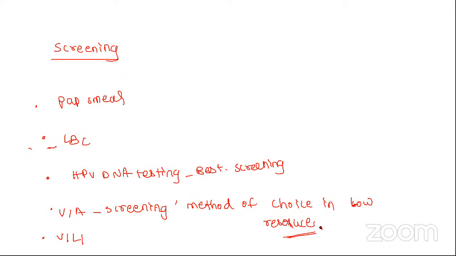Screening method of choice in low resource setting is VIA, visual inspection under Lugol's iodine. Why? Because it is very easy to perform and even a midwife can understand whether it's a normal cervix or abnormal cervix and treat accordingly. So when you put acetic acid and if you see a white patch, or an abnormal patch, you can take a biopsy and send to the higher center.